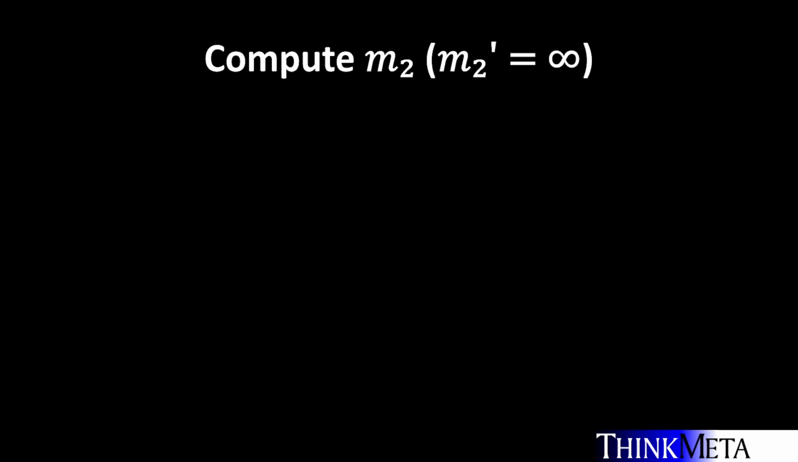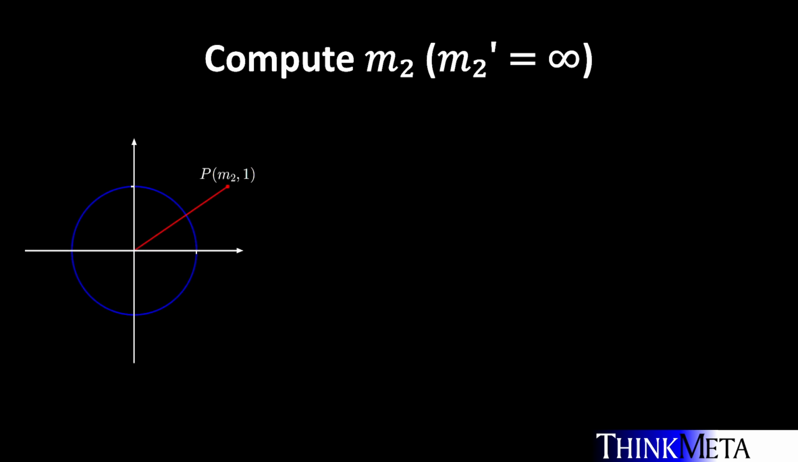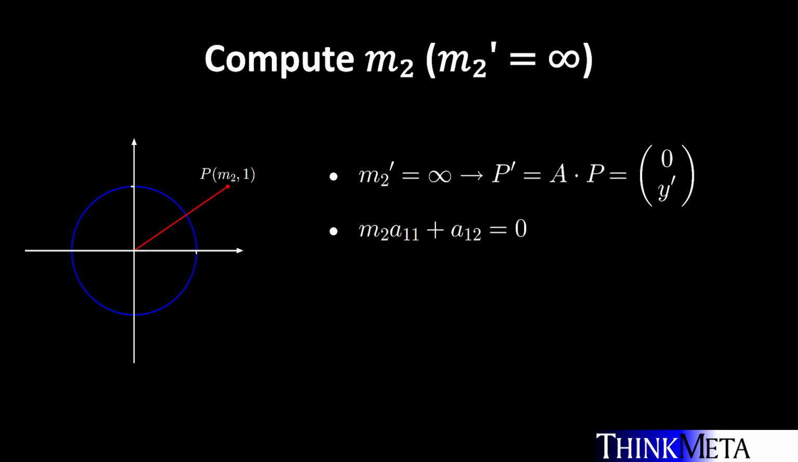Next, we compute m2 where m2 prime is infinite. This time, point P is at (m2, 1). We want the transformed line to be vertical, so the first coordinate of A times P must be 0. That gives m2 times A11 plus A12 equals 0. So m2 equals negative A12 over A11.